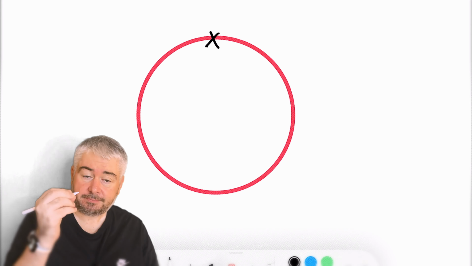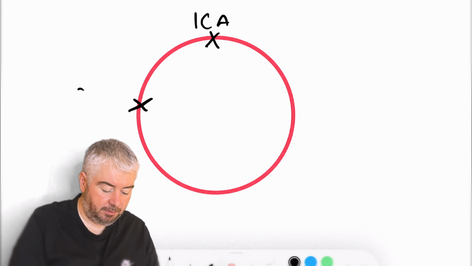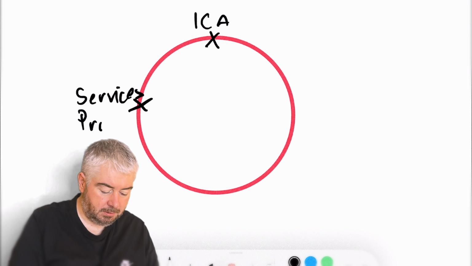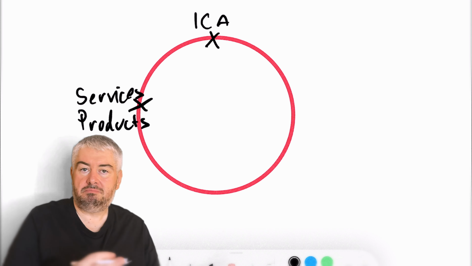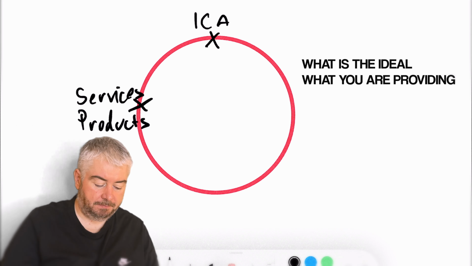Next thing in the product market fit is what services or products are we selling? What are we creating, selling, producing, delivering? Because it needs to be matched between what your ideal avatar wants and what you are providing.